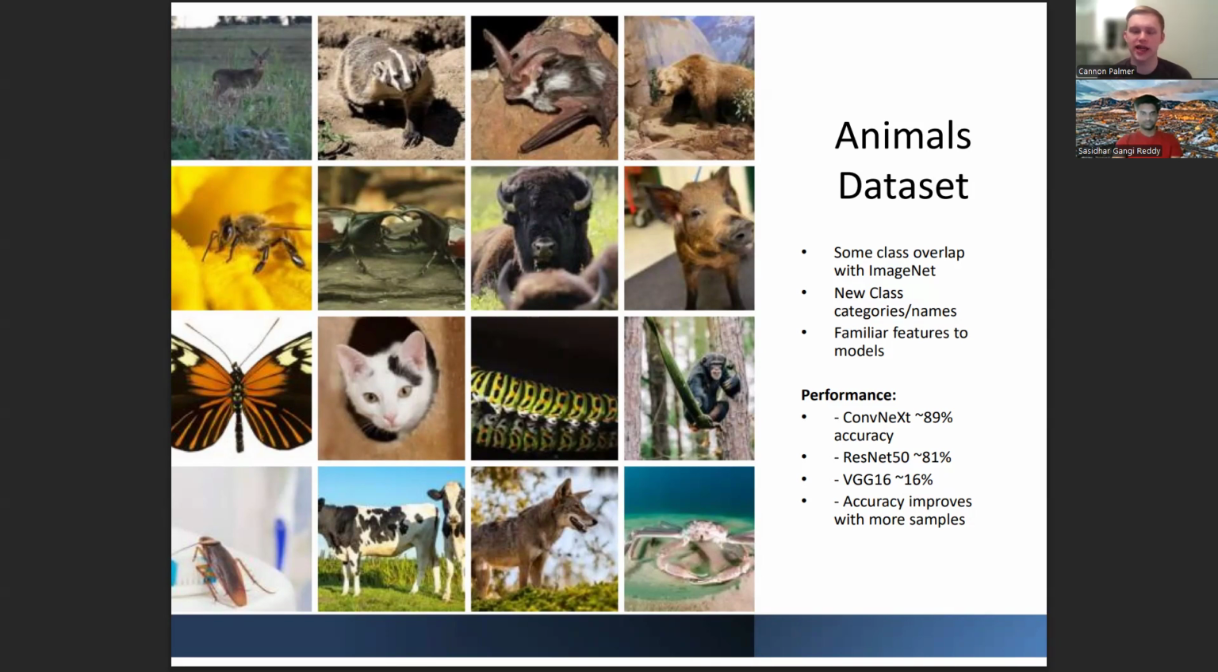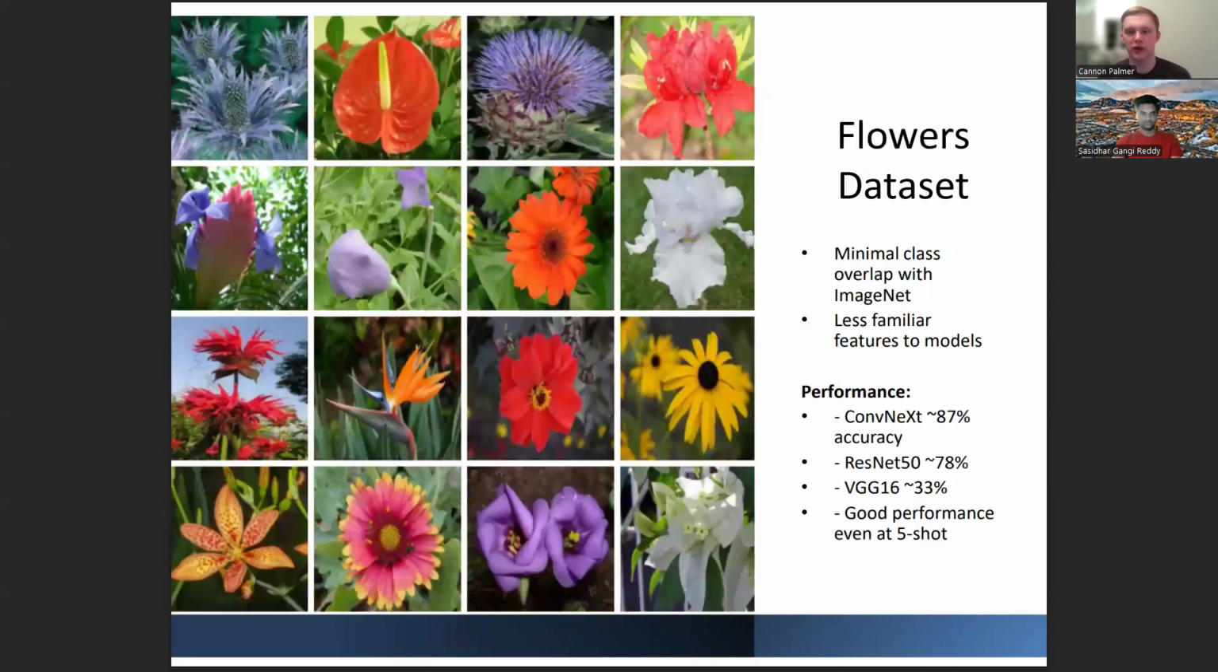Now, our second dataset was the flowers dataset, and this dataset's features were less familiar to our models since it had a lot less overlap with the ImageNet dataset. This showed in our ConvNeXt and ResNet models, whose accuracy did decrease. However, our VGG16 model's accuracy did increase for this dataset.